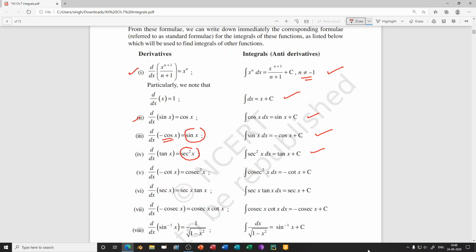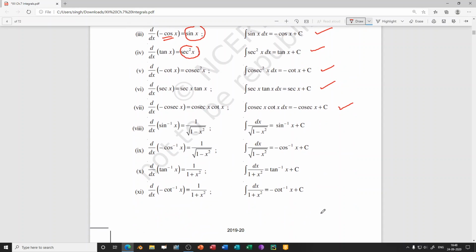So integration of cosec square x dx is equal to minus cot x plus c. Integration of sec x tan x dx is equal to sec x plus c. Integration of cosec x cot x dx is equal to minus cosec x plus c. Then integration of dx over root of 1 minus x square is equal to sin inverse x plus c.